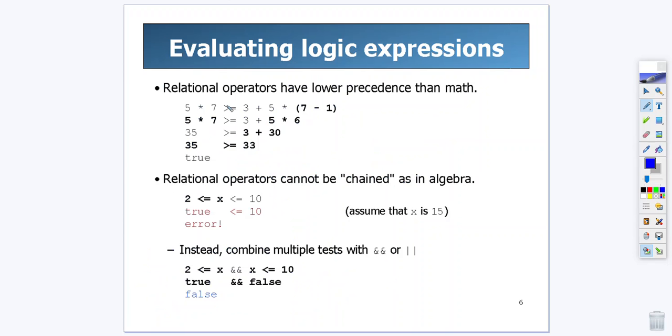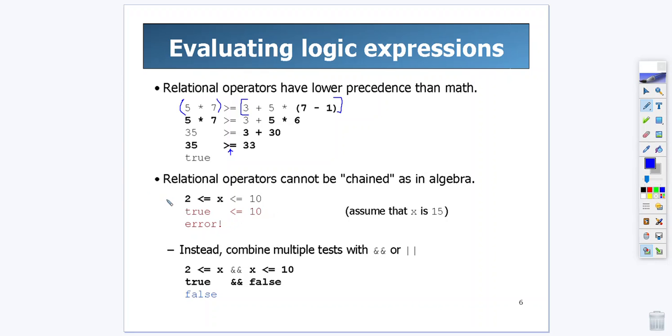Now realize that relational operators, your less than, your greater than, your less than or equal to, your greater than or equal to, have a lower precedence than your math operators. So here you're going to evaluate 5 times 7, and you're going to simplify 3 plus 5 times quantity 7 minus 1, before you compare them. So you always want to simplify your math expressions before deciding how they relate.